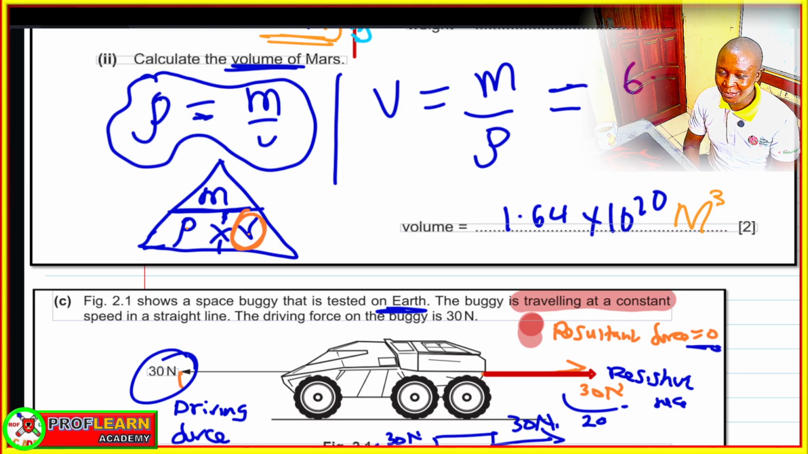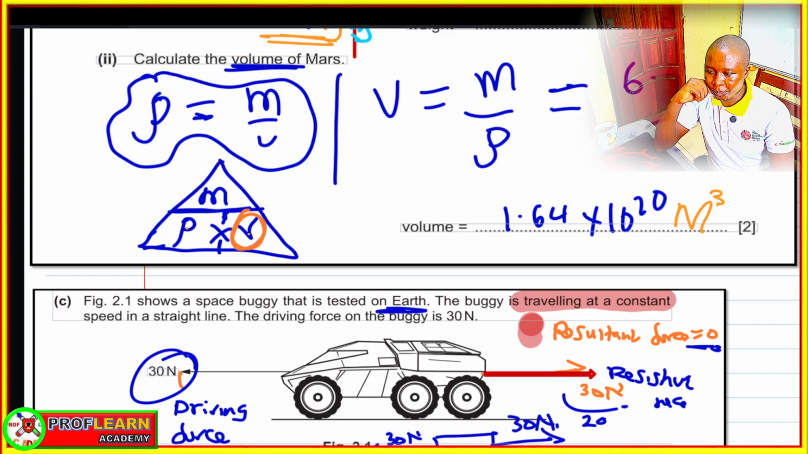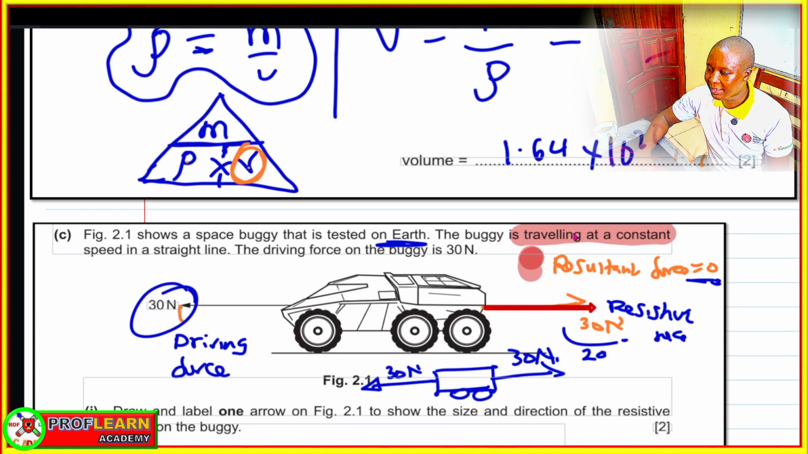All right, so let's move to part C. And part C requires you to add a force on the diagram to show the resistive force. Remember, resistive force is a force that opposes motion of an object. But since we were told here that the buggy is moving at a constant speed.